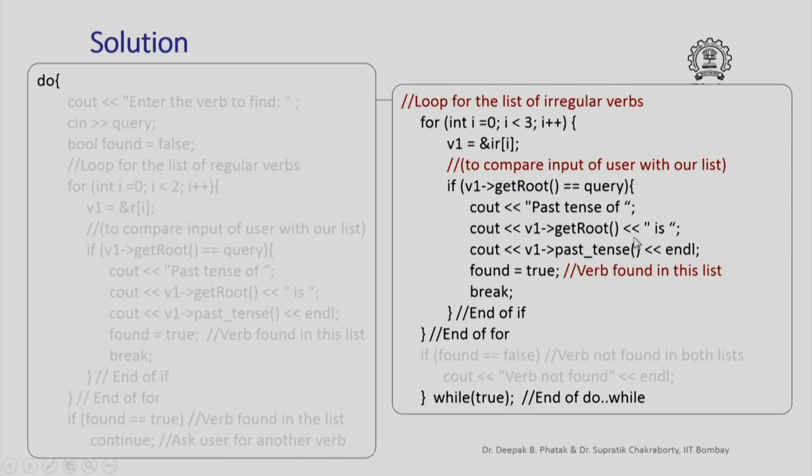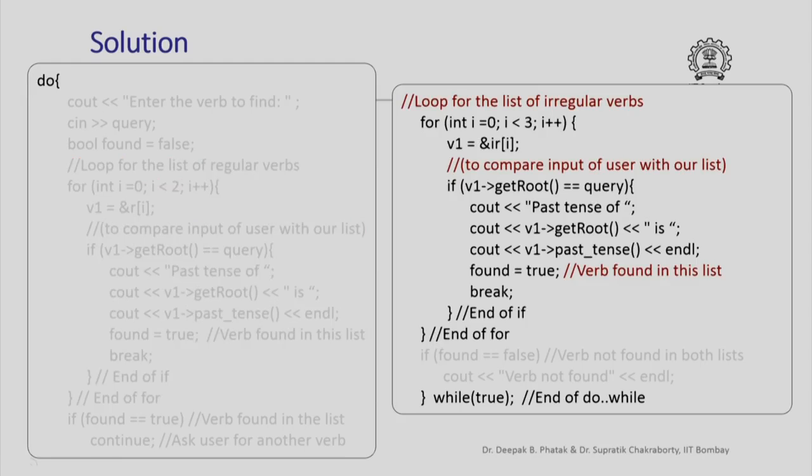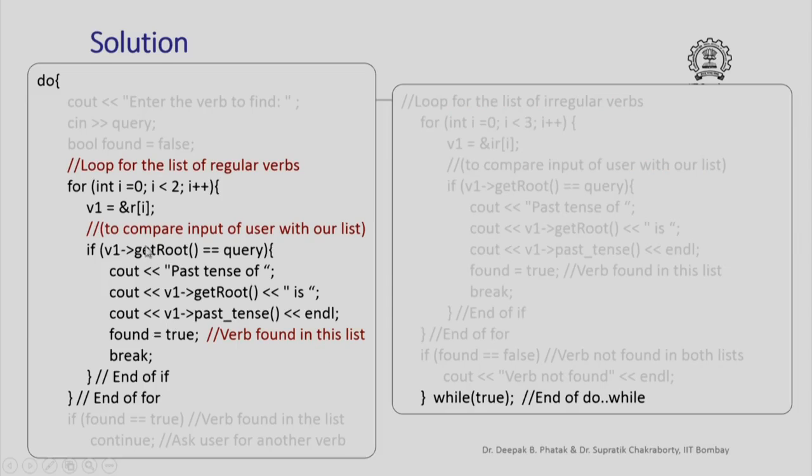And when I invoke v1 arrow getRoot either here or here, this really goes and invokes the method getRoot, which is not declared to be virtual in the base class verb, but when I invoke v1 arrow past tense either here or here, because past tense is declared to be virtual in the base class verb, here I have to find out what is the context in which this method is being called. I find out that here v1 is pointing to an array of class irregular, so the past tense of the class irregular is called. Here v1 was pointing to an object of the class regular, so here the method past tense of the class regular is called.